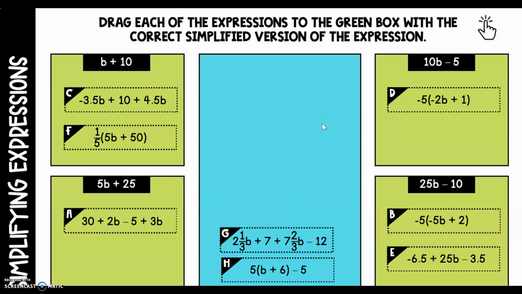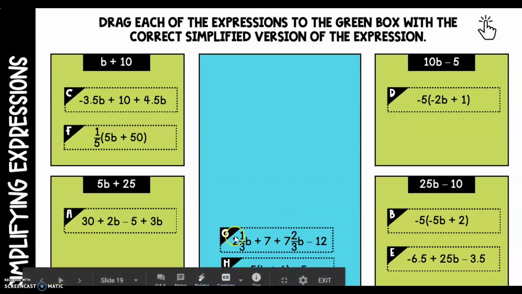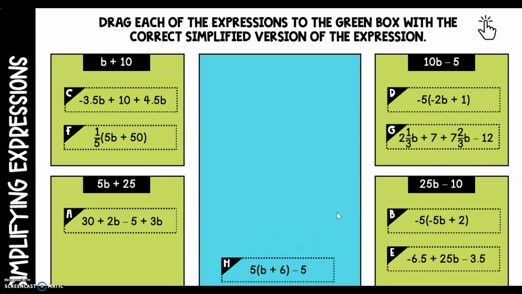However, if I want to go ahead and add those fractions, I would add the whole number 7 with 2, which gives me a 9. 1/3 plus 2/3 gives me 3/3, or a whole 1. And so 9 plus 1 equals 10b. Then I have 10b, negative 5. I'm going to drag that over.